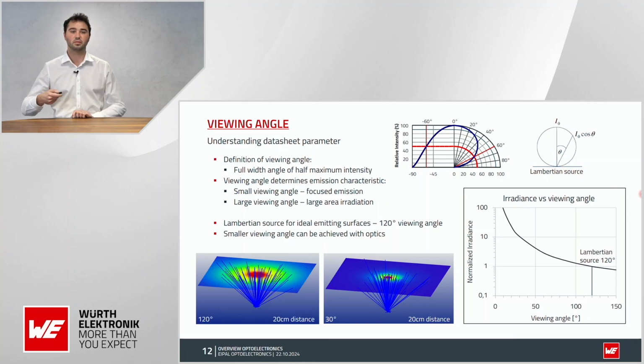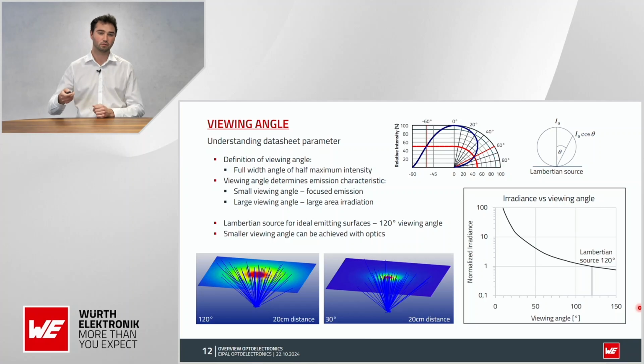But of course, many times you want to have a more focused emission. If you want to do this, you need to have some optics on top of the LED. So here you see, for example, a simulation with 100 degrees versus 30 degrees of viewing angle. What you see is the light is much more focused, so here you have a much higher amount of light per surface area.